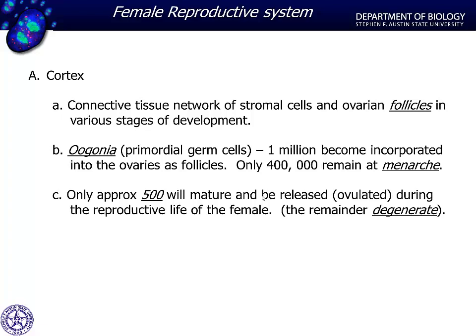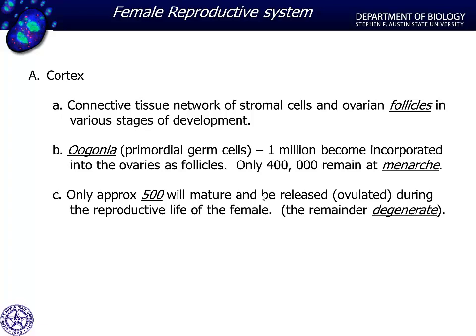Now, these follicles are going to consist of primarily an oogonia. This is a primordial germ cell. And they're going to be surrounded by follicular cells, and these cells, as they develop, will change their name slightly. But we're going to stick with oogonia first, and typically there are 1 million or so oogonia that are incorporated into the ovaries as follicles.